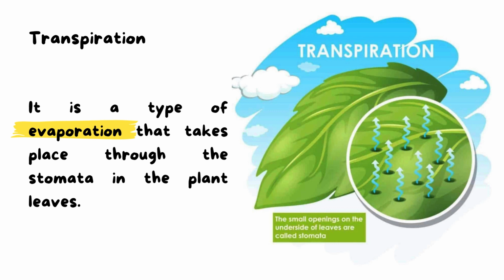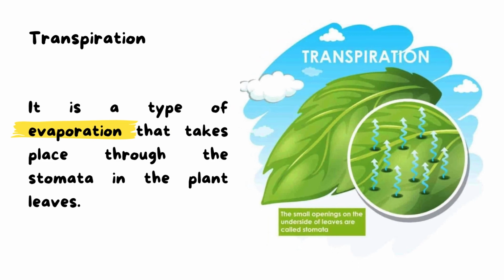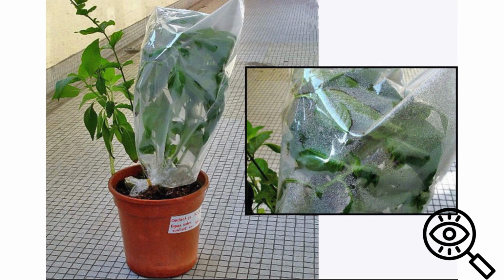So in this transpiration, it is a type of evaporation that takes place through the stomata in the plant leaves. You know, stomata are the pores in the leaves of the plant. Here in these stomata evaporation takes place. As you see here, there are water droplets, which means that evaporation happens.